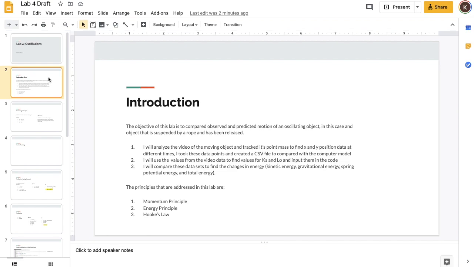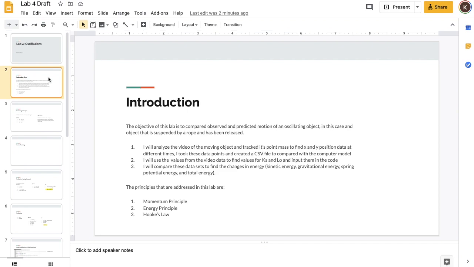So just for a brief introduction about what I did in this lab. The objective of this lab was to compare observed and predicted motion of an oscillating object. In this case, it was an object suspended by a rope and then released at a certain point. I'll analyze the video of this moving object and track its point mass between different frames to find X and Y position data at different times. I'll then use these data points later to create a CSV file to compare and input into the computer model.